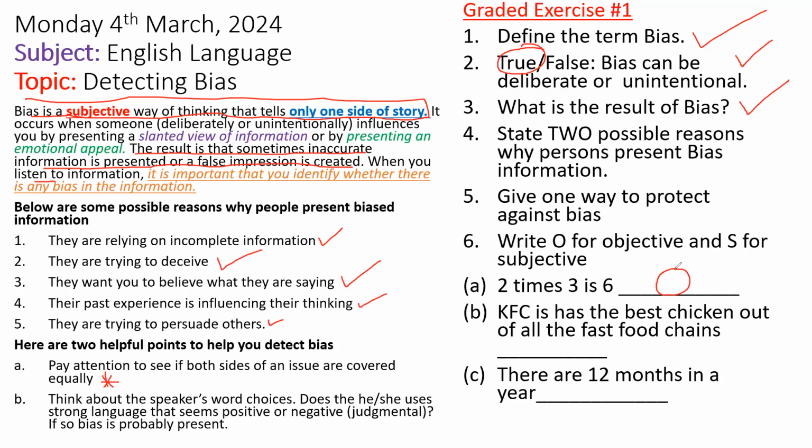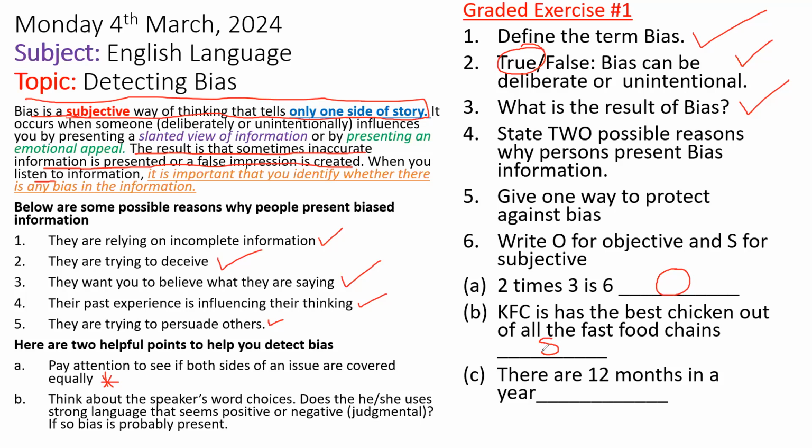B, KFC has the best chicken out of all the fast food chains. Is that objective or subjective? Subjective. Why is it subjective? Because not everyone believes that. Very good, because it's not a fact, it's an opinion.